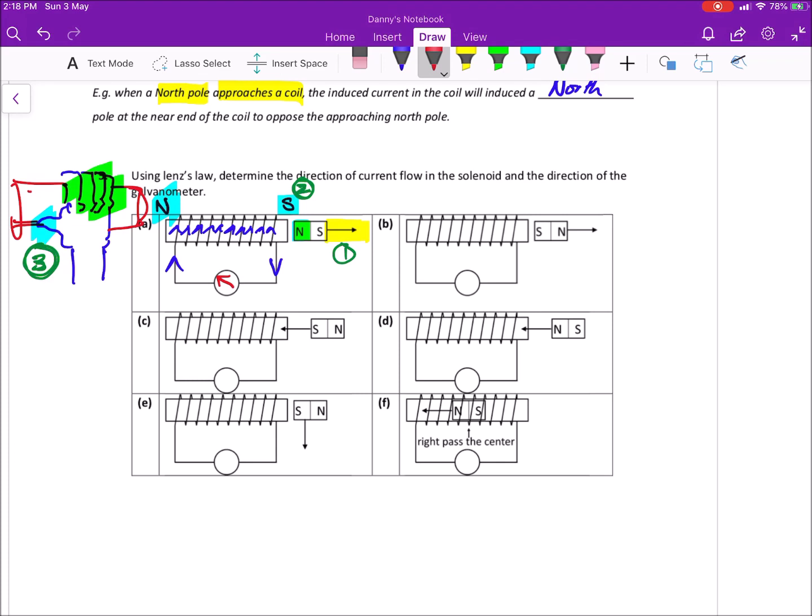So I would pause over here. You have to pause your video, and then after that you try your B, C, D, E and F. Okay, so pause.